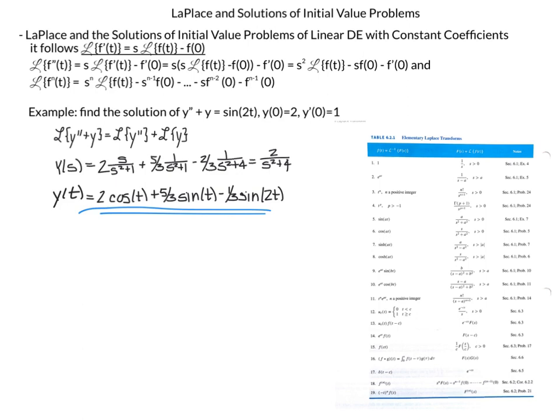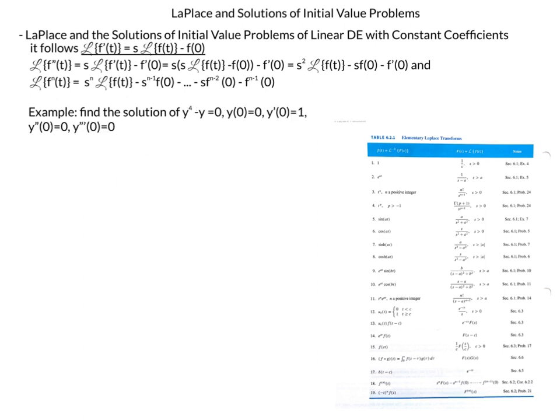And if you have had complex analysis, then you can use your complex analysis to solve this. My next example is to find the solution of the fourth derivative of y minus y equals 0, where y of 0 equals 0, y prime of 0 is equal to 1, y double prime of 0 is equal to 0, and y triple prime of 0 is equal to 0.